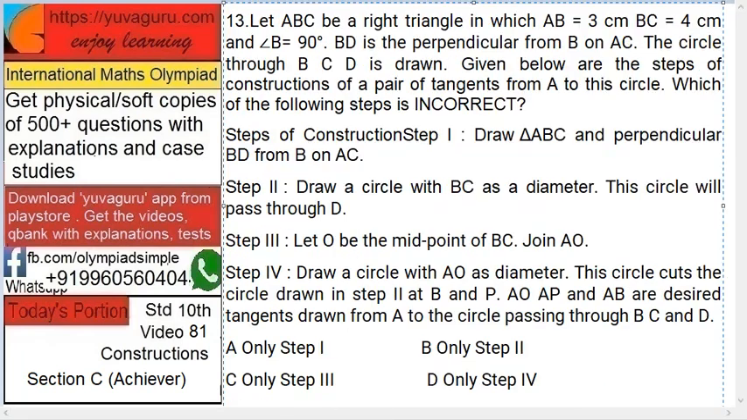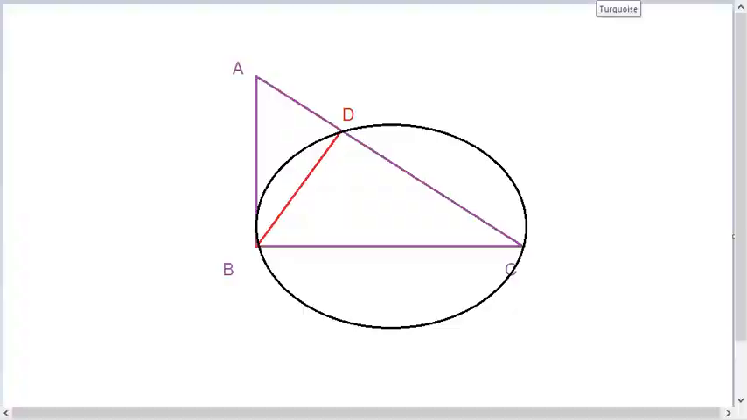Next. Let ABC be a right triangle in which AB equals 3, BC equals 4 and angle B equals 90. BD is perpendicular from B to AC. Okay. The circle through B, C, D is drawn. Given below are the steps of construction of pair of tangents from A to this circle. Which of the following is incorrect? Look at the question first. A, B, C. This is 3, this is 4 and B is 90. Then BD is perpendicular to AC. Now we draw a circle through B, D and C. Now we have to draw tangents from A to this circle. So that is the question.